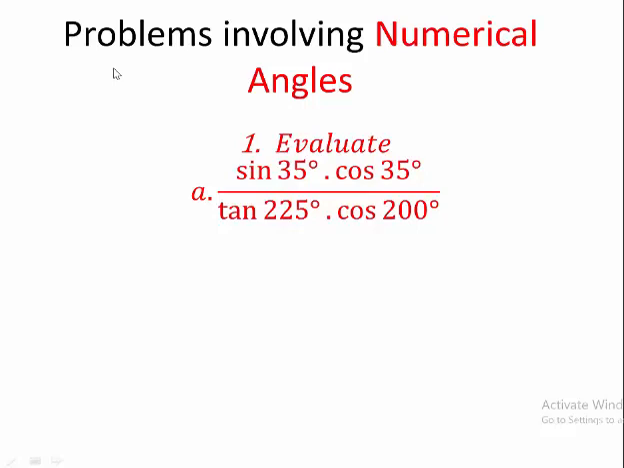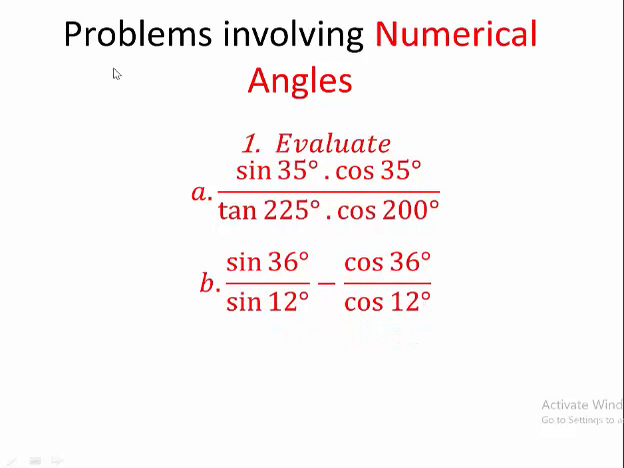And for the second question, you will be required to look at another two fractions for B, which is sin 36 degrees over sin 12 degrees, minus cos 36 degrees over cos 12 degrees.